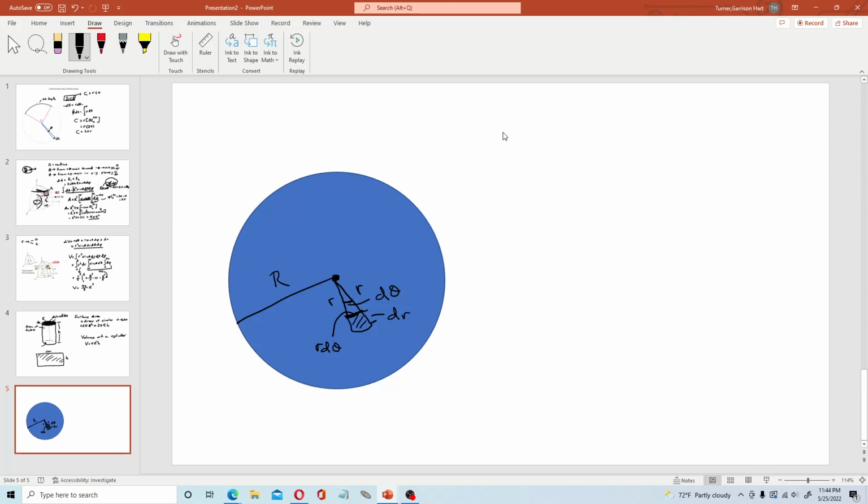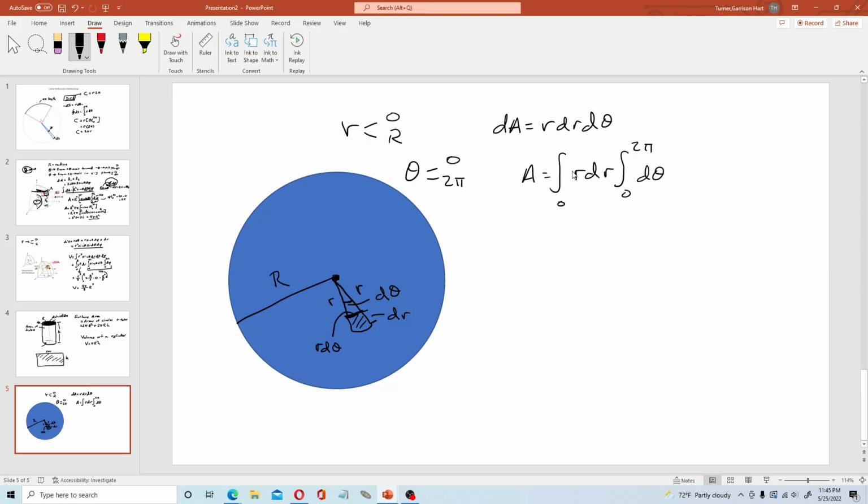And so my surface area element for a circle is going to be r dr d theta. Okay? r dr d theta. And if I let r go from the origin to the radius of the circle, and I let theta go all the way around the circle from 0 to 2 pi, then integrating this should give me the total area of my circle. And in fact, this is where the area of the circle comes from.